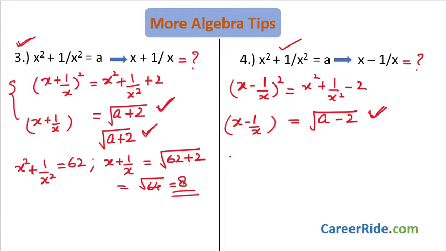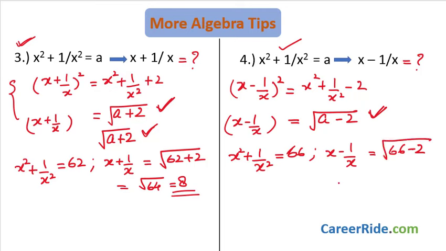Suppose they have given you x square plus 1 upon x square equal to 66, and you are expected to find out the value of x minus 1 upon x. What do I do from here? I have to simply take that value, subtract 2 from it, and take the square root. So it is the square root of 64, which is equal to 8, right? So pretty simple, pretty easy.